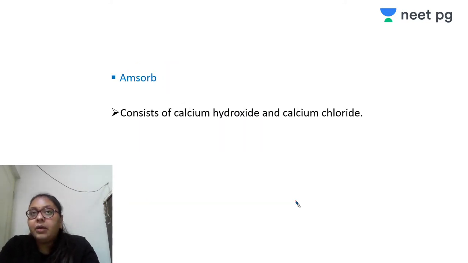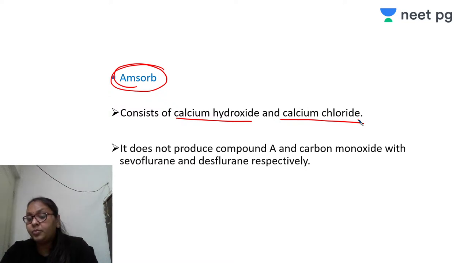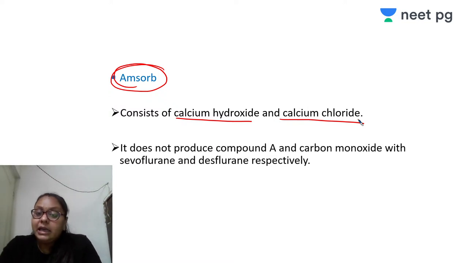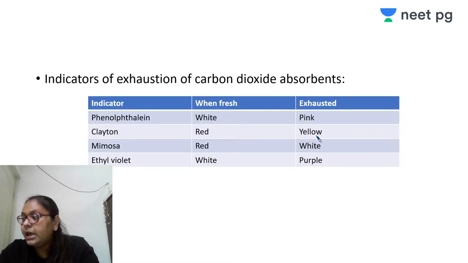Now coming to the third form, that is Amsorb. This is considered the best. Amsorb consists of calcium hydroxide and calcium chloride. Why is it the best? Because it does not produce any compound A or carbon monoxide with sevoflurane and desflurane. So please remember soda lime, baralyme and Amsorb. It is important from the exam point of view. Is it clear? Any doubts in this? Friends, any doubts?